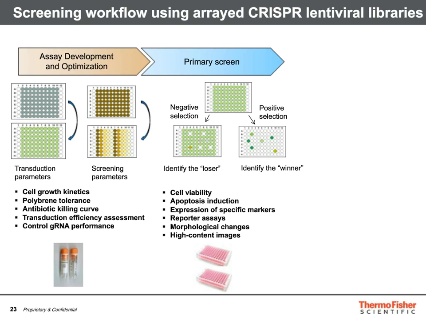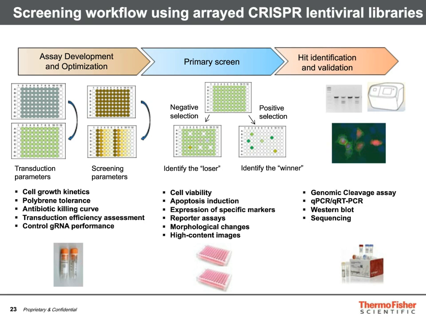Now, if we take the winners or losers, if you will, from that experiment, we can follow that up rather easily by looking at specific cleavage assays to understand that we did knock out the particular locus that we're looking at. We can use qPCR, RT-PCR around those loci or other associated loci, a Western blot to look at particular protein levels, and also, of course, sequencing to understand the types of indels that we induced in those cells, to verify that the phenotype that we're seeing is at least associated with that knockout.